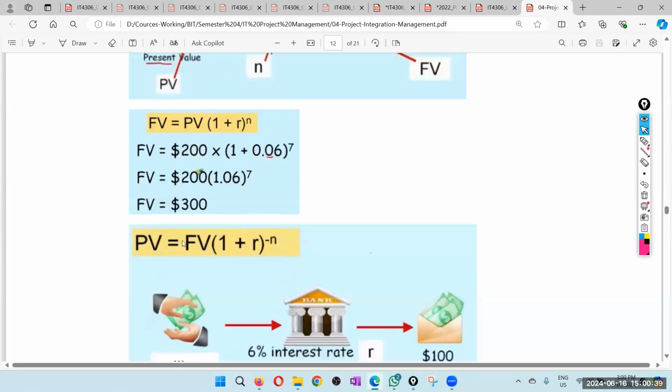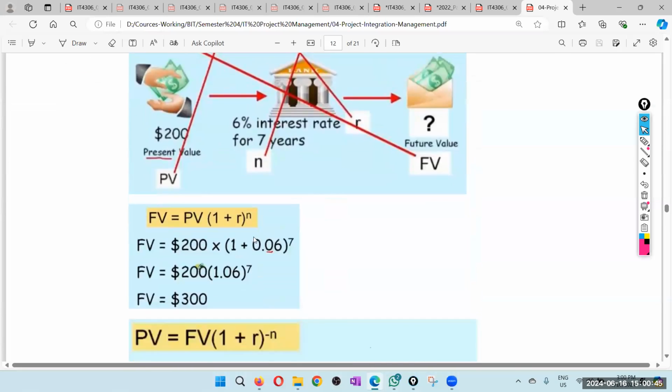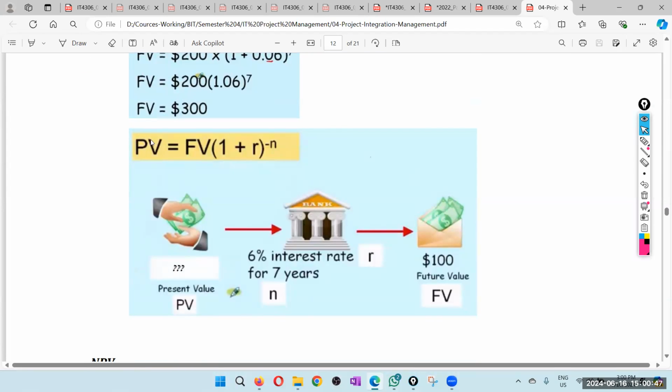Right. So present value is future value times (1 plus r) to the power minus n. Because what we need is the present value. What we have is the future value. So after 2 years, you get this much. After 3 years, you get this much, and so on. So we need to find the present value. Therefore, this is the formula you need to use, and your task is finding the present value.